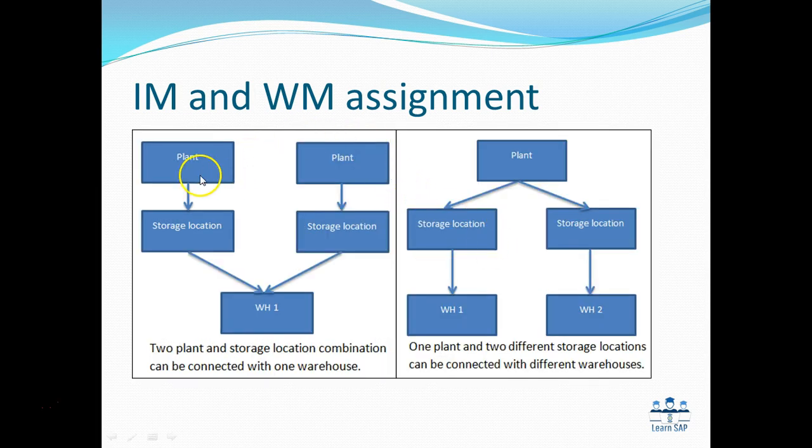But you can assign storage locations of two different plants to a single warehouse. I mean plant A, plant B. So different storage locations can be assigned with one warehouse. At the same time one plant can have multiple warehouses, because one plant is connected with different storage locations. So different storage locations can be assigned with different warehouses.